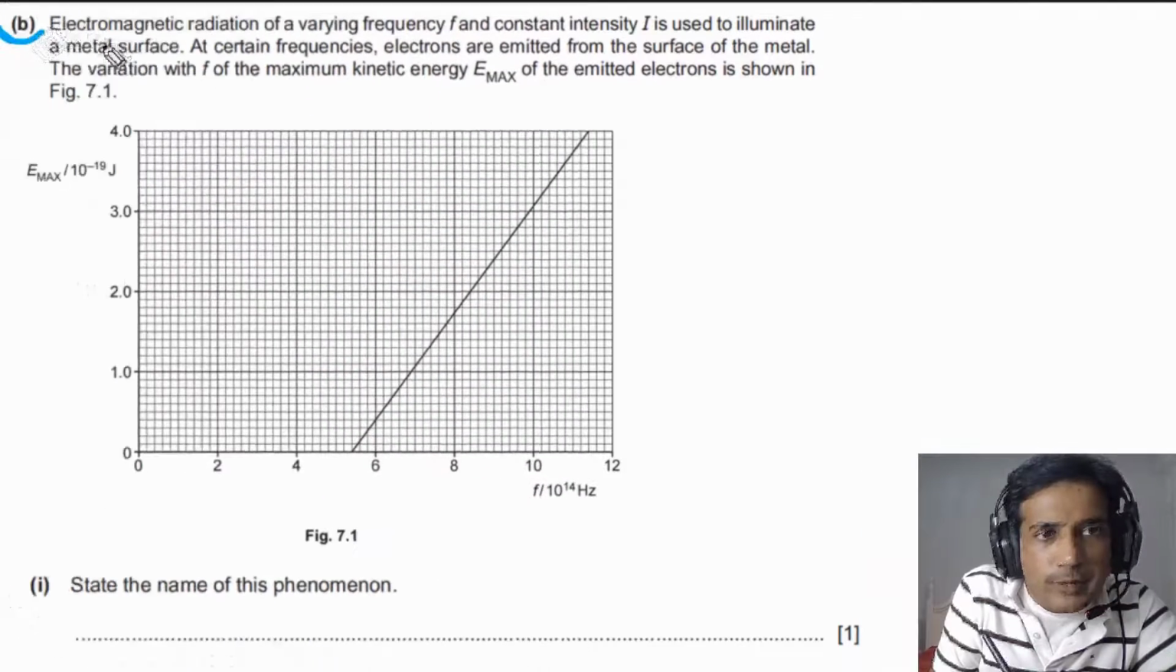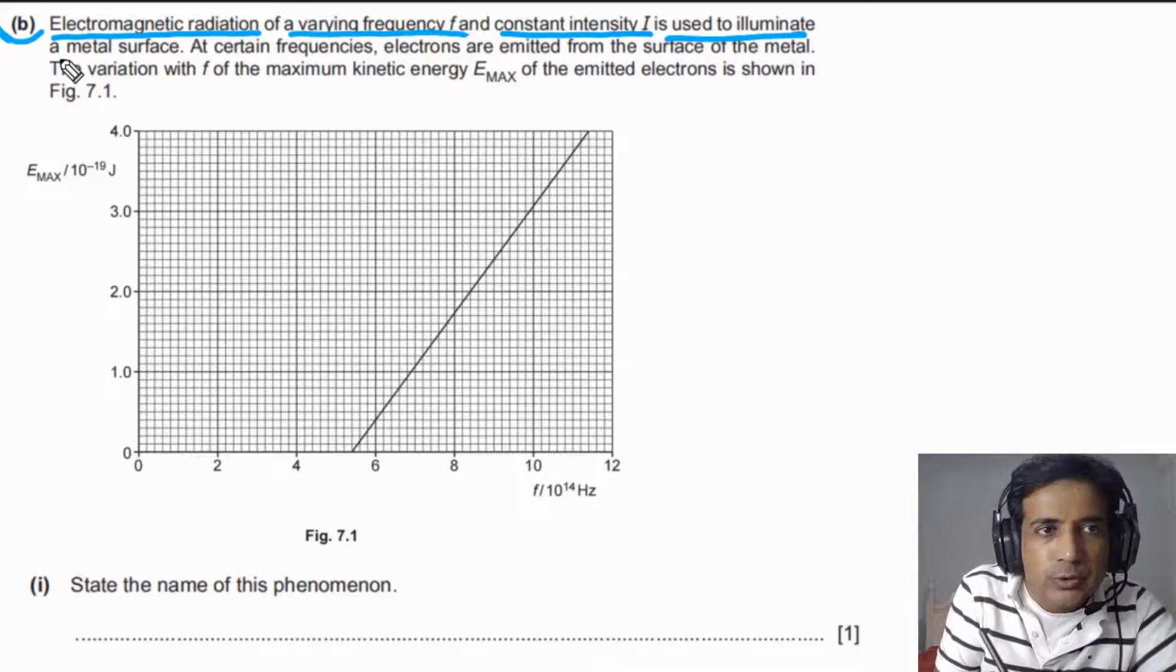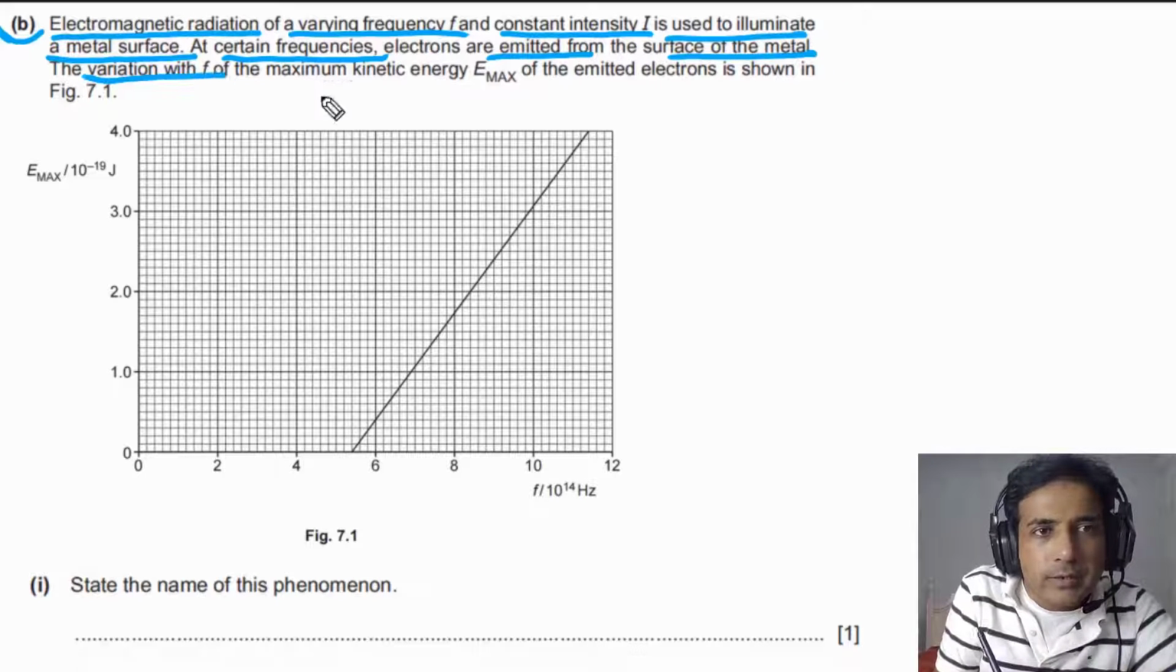For part B, it is given to us that electromagnetic radiation of varying frequency f and constant intensity I is used to illuminate a metal surface. At certain frequencies, electrons are emitted from the surface of the metal. The variation with f of the maximum kinetic energy of the emitted electrons is shown in figure 7.1.